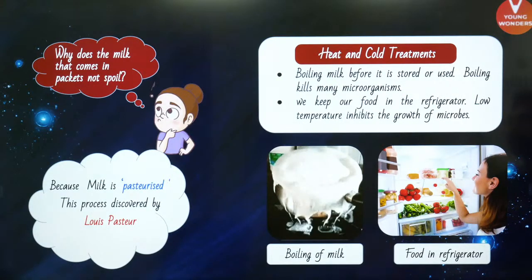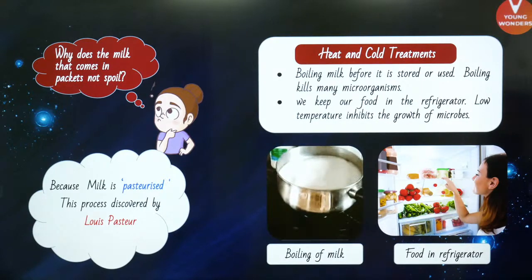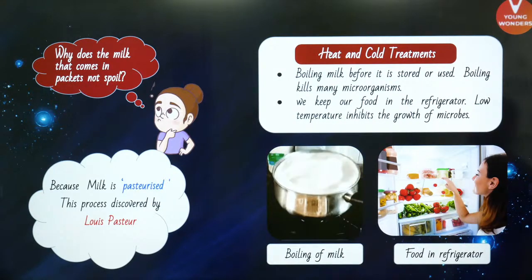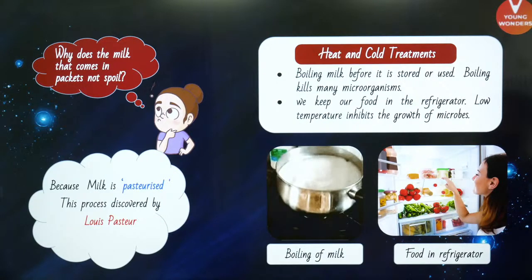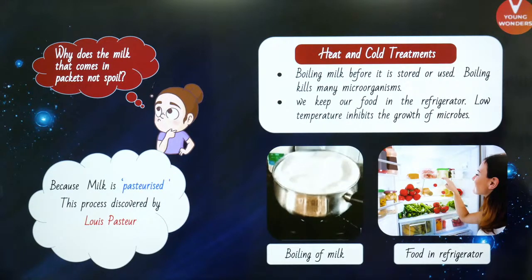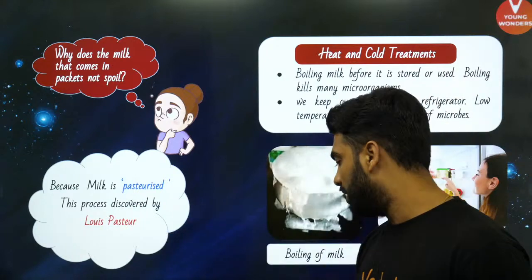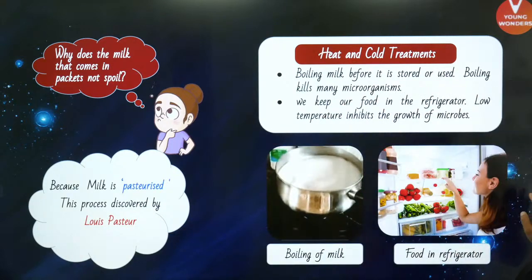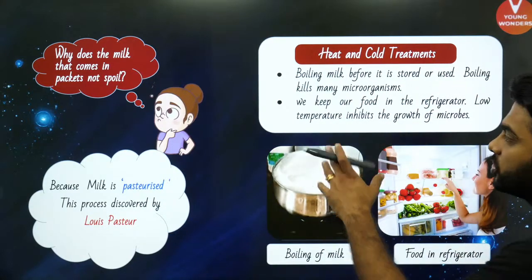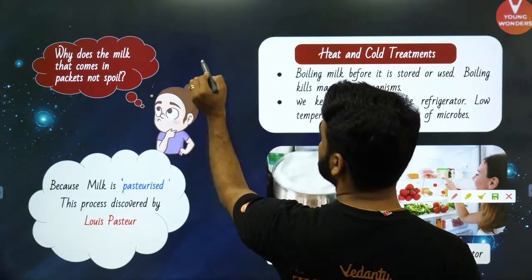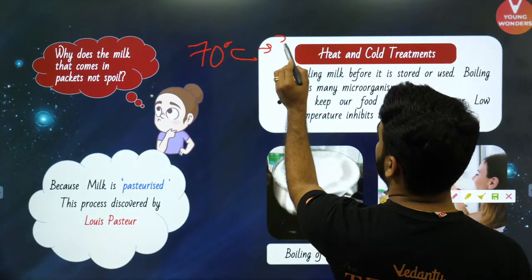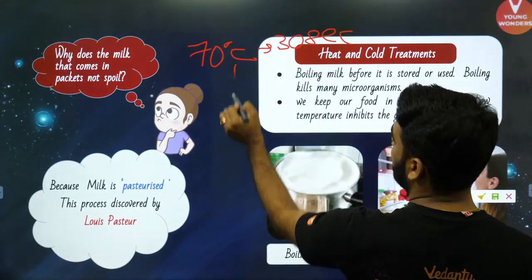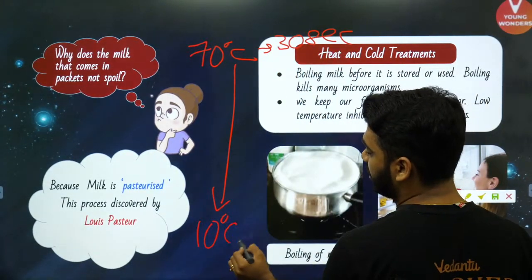Boiling milk before it is stored or used kills many microorganisms. We keep our food in the refrigerator, because low temperature inhibits the growth of microorganisms. Milk is pasteurized. What do you mean by the word pasteurization? Pasteurization is a method in which milk is heated to 70 degrees Celsius for 30 seconds and then suddenly brought down to 10 degrees.